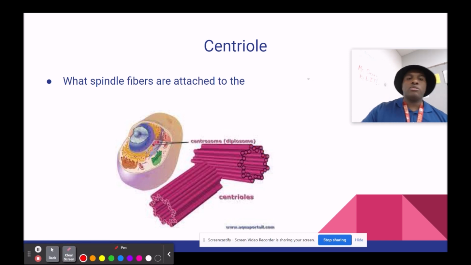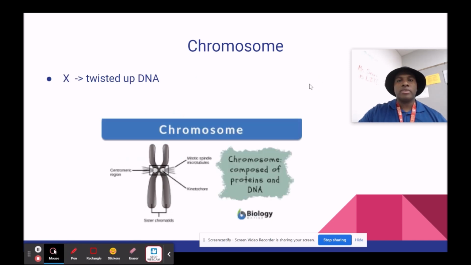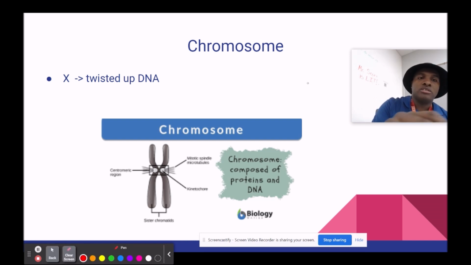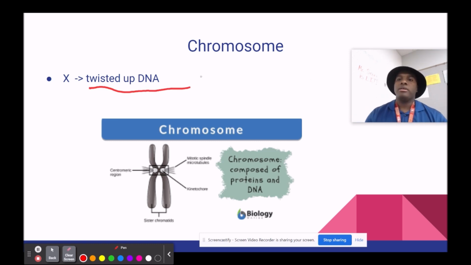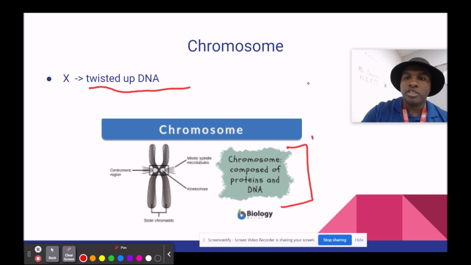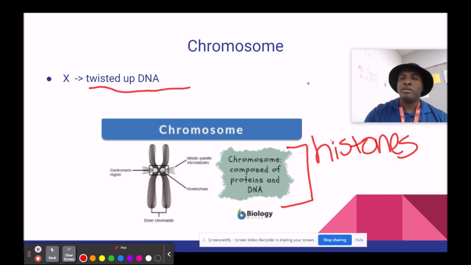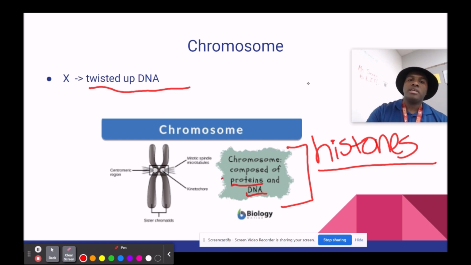Perfect. Next C word we're going to look at is a chromosome. Chromosome's real simple. You've seen this probably displayed as that X. Basically, that is just twisted up DNA. Pretty much it. Now, it is important to note that chromosomes are composed of proteins. We call those proteins histones. And we'll talk more about this in later days. But histones are the proteins that make up chromosomes. So a combination of proteins and DNA gives us our chromosomes.